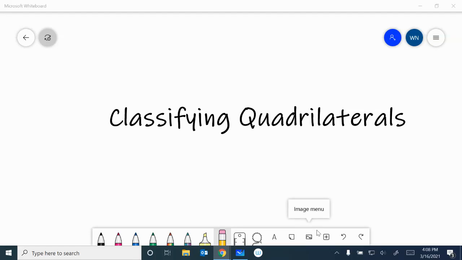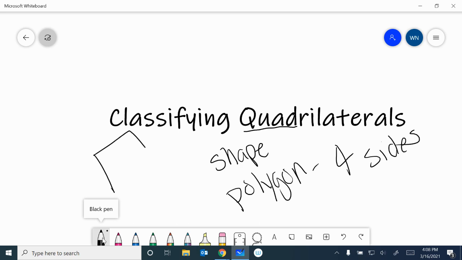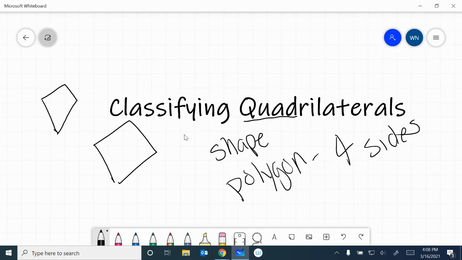Today we're going to be classifying quadrilaterals. Now, before we get started, let's remember that a quadrilateral, we look at that word quad, means any shape, really any polygon, with four sides. So no matter how you draw it, whether you draw a square or whatever you want to draw, as long as it's got four sides, it is a quadrilateral. So let's go ahead and move on to those notes.